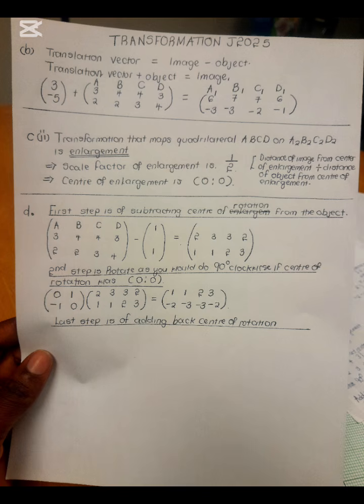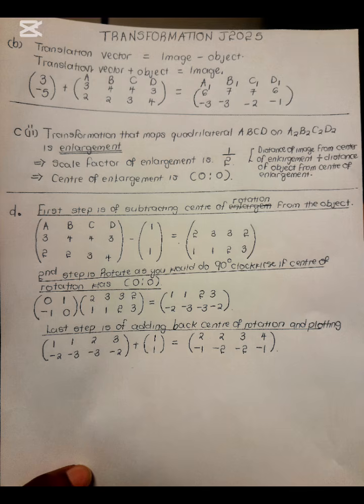And then the last step is we now need to add back the center of rotation to find the coordinates of the image. So we are going now to add the center of rotation, which we subtracted initially. So 1 plus 1, 2, 1 plus 1, 2, 2 plus 1, 3, 3 plus 1, 4. We move on to the bottom. Minus 2 plus 1, minus 1, minus 3 plus 1, minus 2, minus 3 plus 1, minus 2, minus 2 plus 1, minus 1. We then plot these points on our graph.